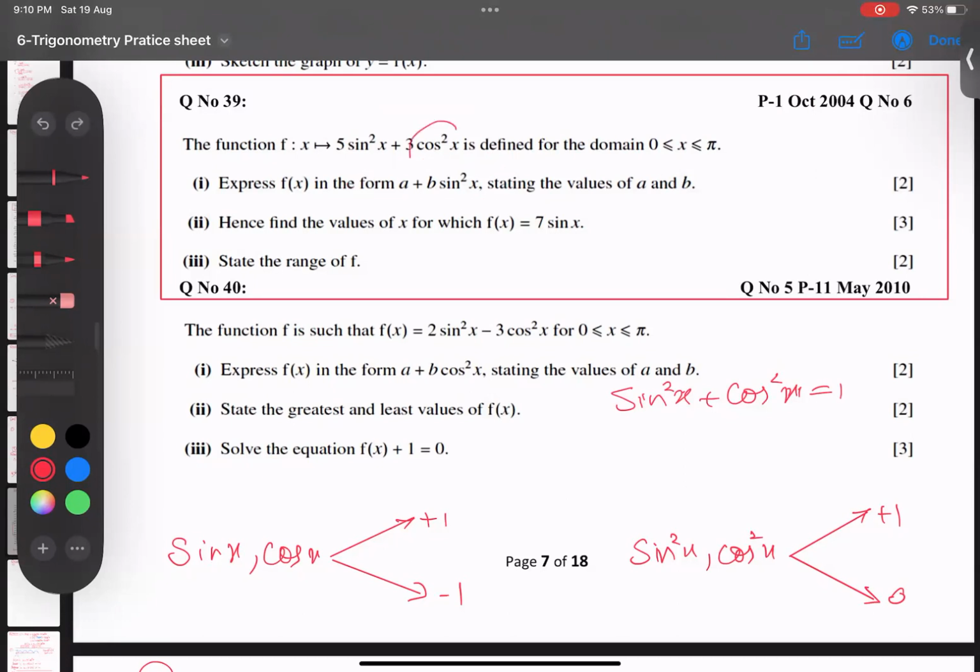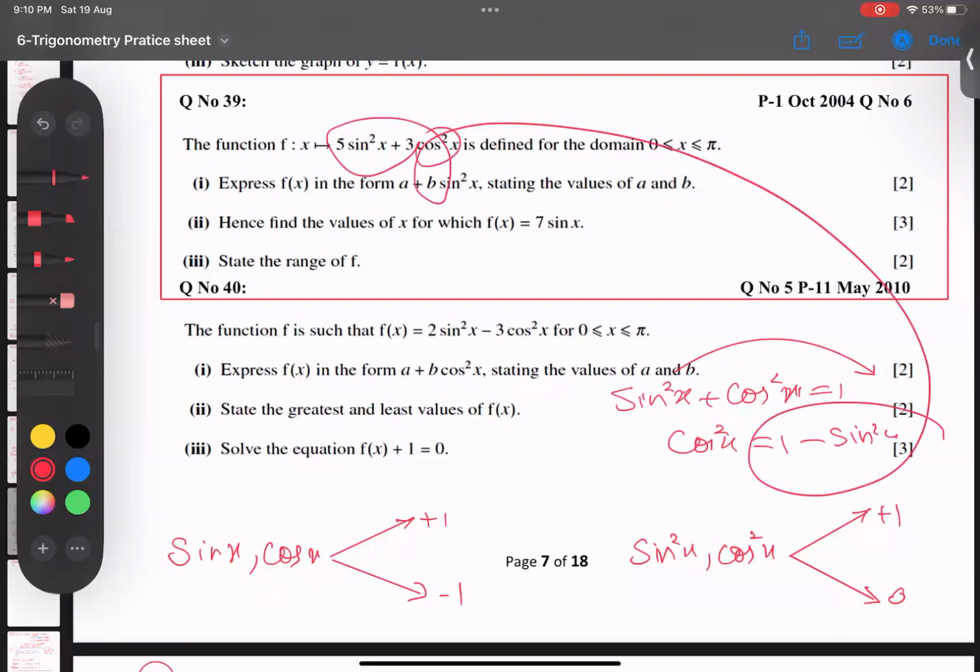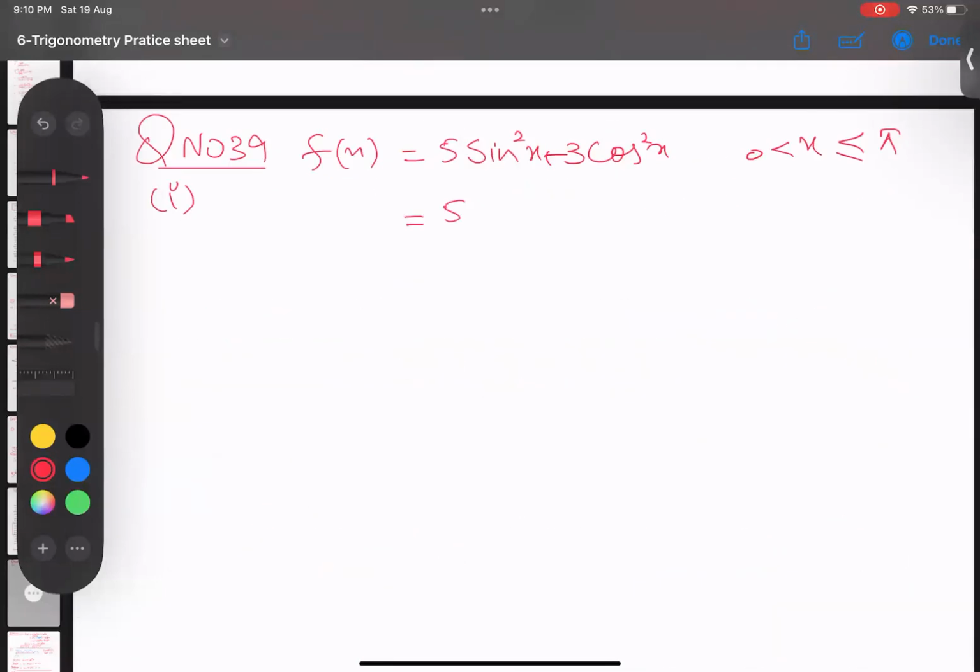And look here, this cos square is not in the solution, only sine square. So this is a formula we have. It means I don't need cos, so make it the subject. Sine square will go to the other side. Cos square is equal to 1 minus sine square. So this value I'm going to replace here in place of cos square. So let's start. It means 5 sine square x as it is, plus 3 times 1 minus sine square x.